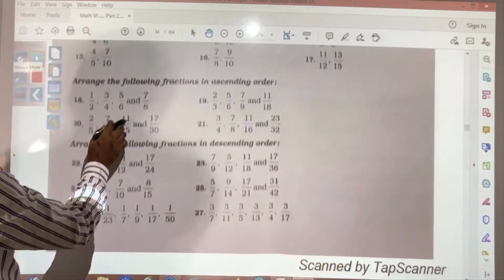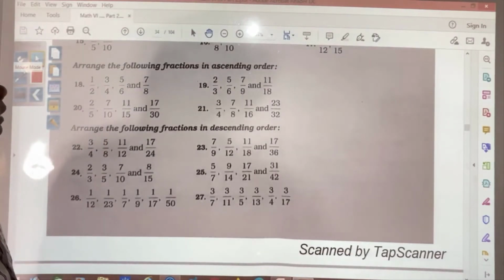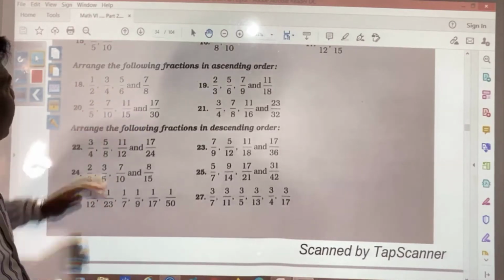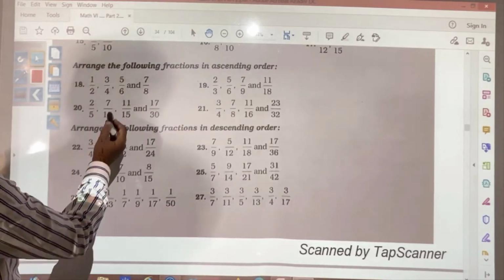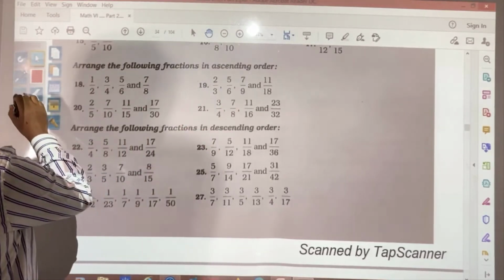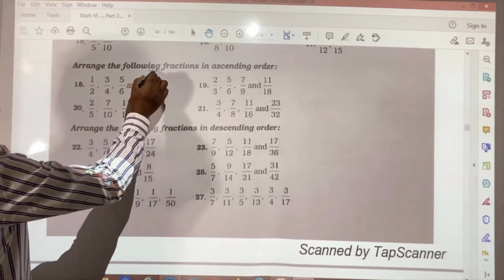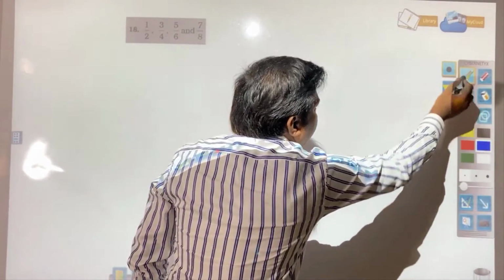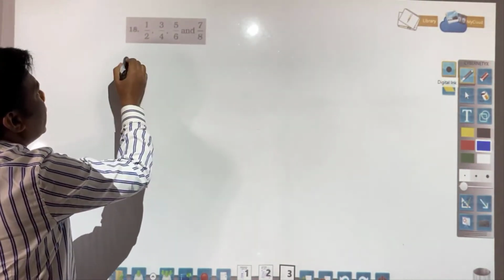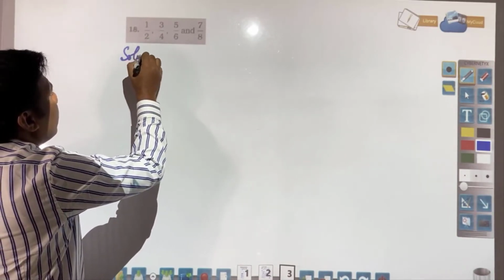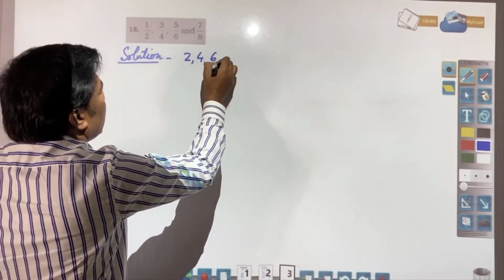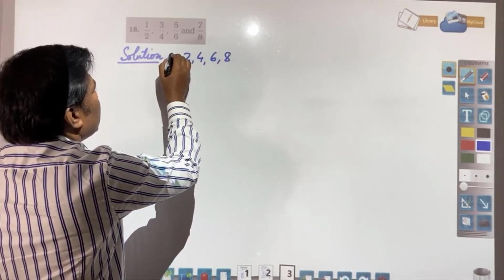Next you see, arrange the following fractions in ascending order. So similar question is there, only you need to find out the LCM of this. Then you need to compare this. One question I am doing for you. Both ascending or descending order, both you will understand. Here you see, you need to find out the LCM of all the denominators 2, 4, 6 and 8.